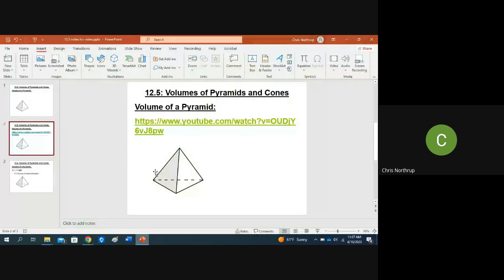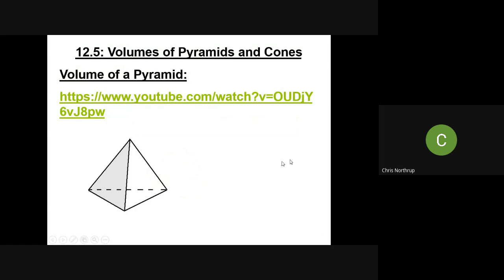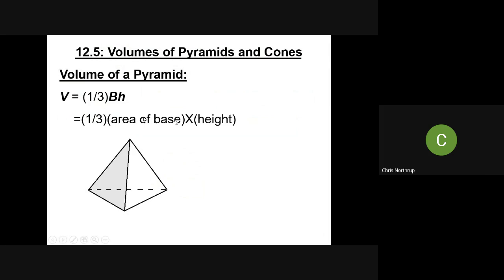So one way that we could write that formula is we could say that instead of volume is area of base times height, we'll say volume is 1/3 area of base times height, because three pyramids would give you one prism. And that's pretty much all I need to show you on this one, because as you've seen, it all depends on what the height is, depends on what your base is.